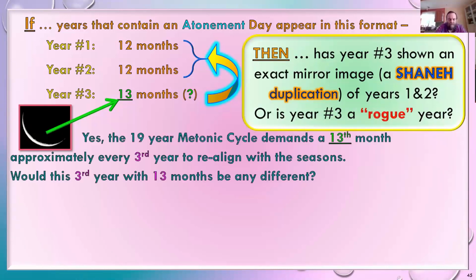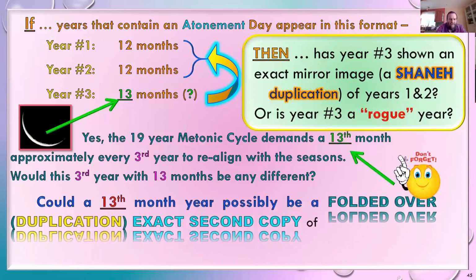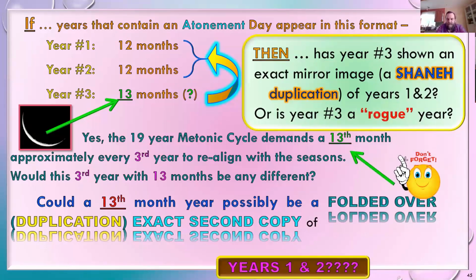Is it acceptable? Yes, the 19-year Metonic cycle demands a 13th month, approximately every third year, to realign with the seasons. Would this third year with 13 months be any different? Could a 13-month year possibly be a folded over duplication, exact second copy of years 1 and 2? We're going to look at this a little bit closer further on in this study. What is a folded over duplication? Isn't that an identical copy? Can we see this in the lunar system? We will be looking at this soon.